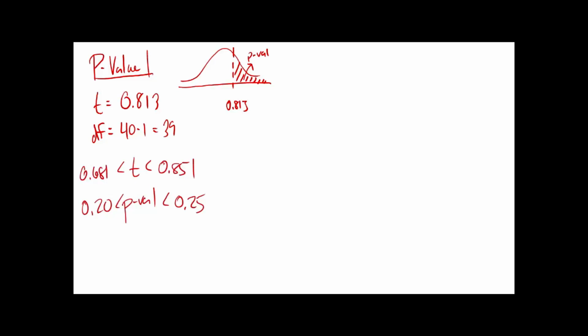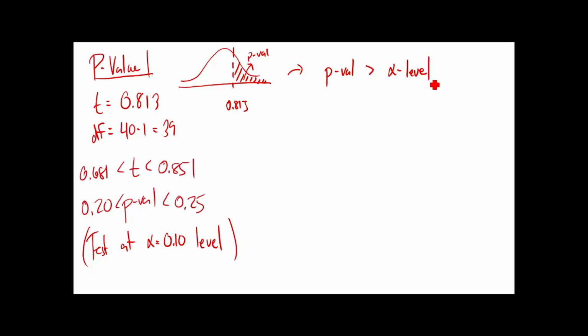Does it really matter what alpha level we're testing at here? No, this is way bigger than alpha. So even if we were to choose to test this at, say, the alpha 0.10 level, even allowing a pretty high alpha level, are we going to reject this or fail to reject it? That's right, because our p-value is bigger than our alpha level, and p-values that are big mean fail to reject.